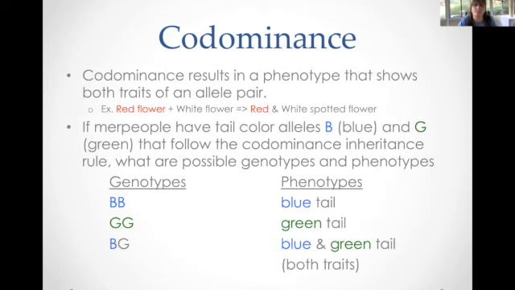So in this example, we're going to use mer people, you know, like mermaid, merman. So mer people, they have tails. We will say you have an allele for a blue tail and you have an allele for a green tail. If you have two B's, it is a blue tail. If you have two G's, it is a green tail. If you have a B and a G, then you would have a blue and green tail. Notice I said blue and green. I did not say bluish green. Bluish green would be a blended trait. So for this, blue and green.